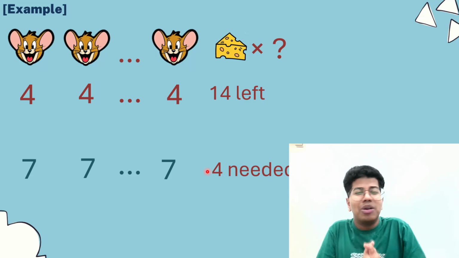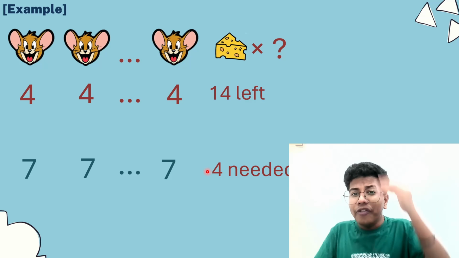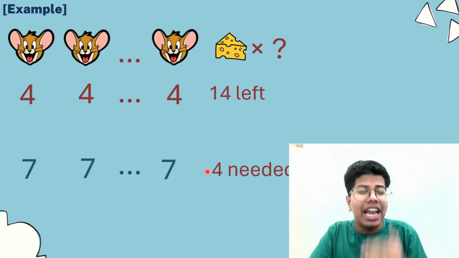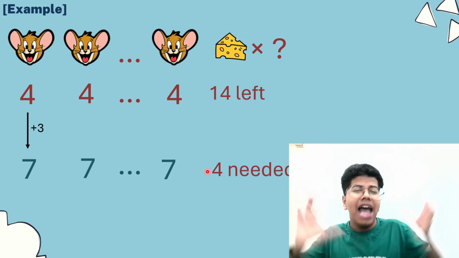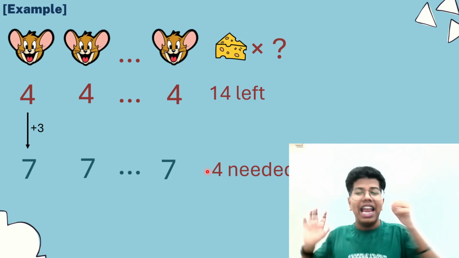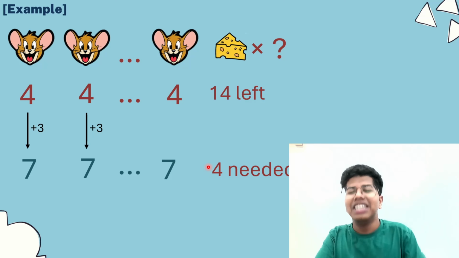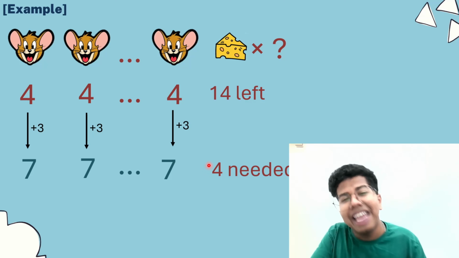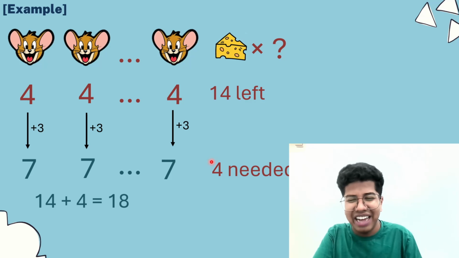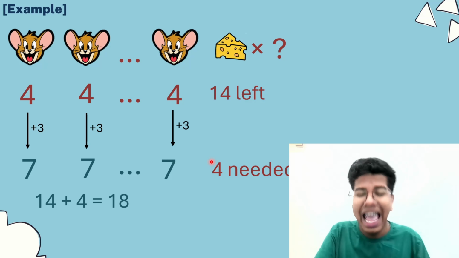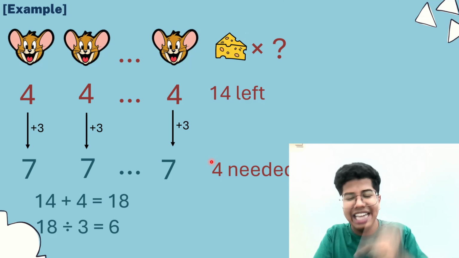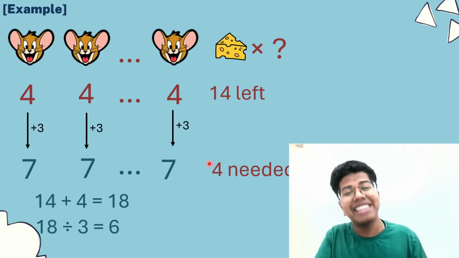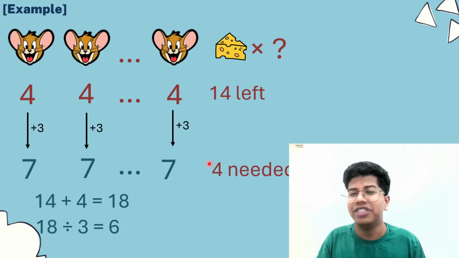Now this 18 cheese cubes I want to distribute. But from 4 to 7, what is the change that I can observe? This means each of them will receive 3 more. Now I have in total 18 cheese cubes and to everyone I have to give 3. So how many Jerrys can I distribute it to? Yes, first we found that 14 plus 4 is nothing but 18. And this 18, since each one gets 3, is 18 divided by 3, which is nothing but 6. This means there are 6 Jerrys required to satisfy these 2 conditions.